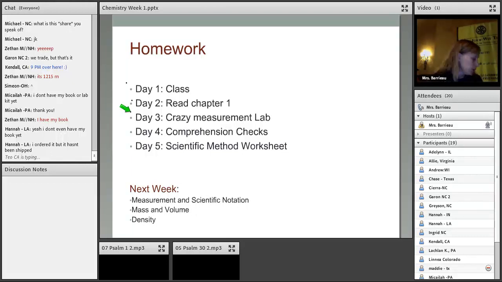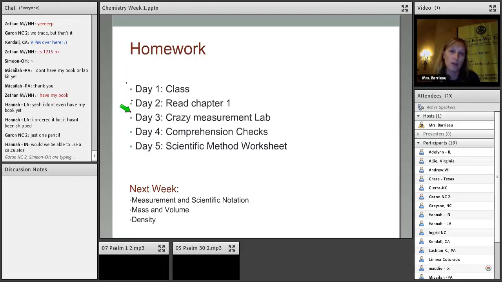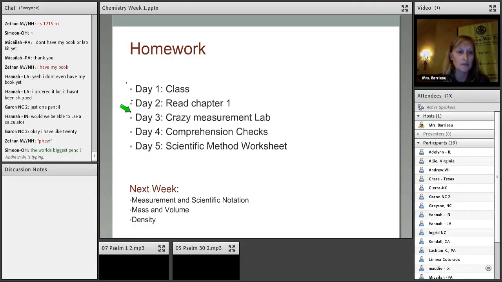All right, so the crazy measurement lab, again, that's unit conversions. An example for the crazy measurement lab that I have for you is find the length of your pencil in miles. So you're going to be converting the length of your pencil to miles. And then you're also going to use your scale, if you haven't already got your scale yet. Hopefully you guys have got your scale. You're going to find how much a paper clip weighs in tons. You will be able to use a calculator, of course.